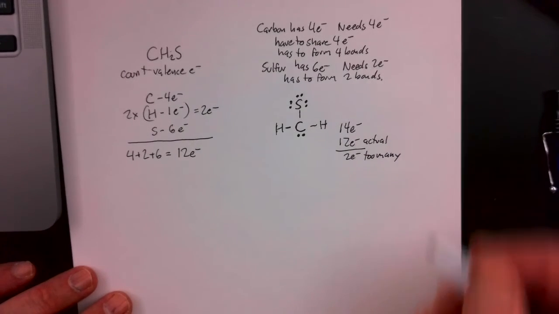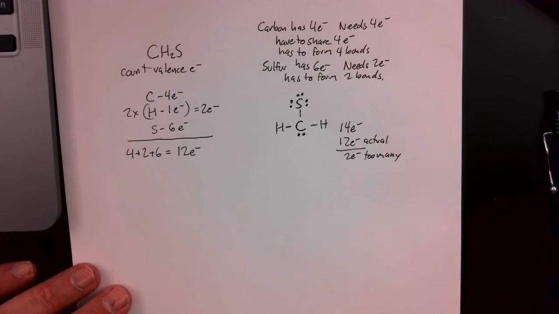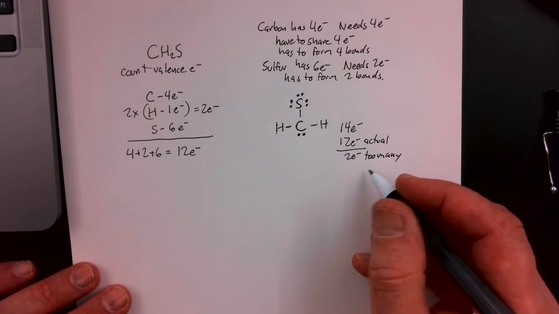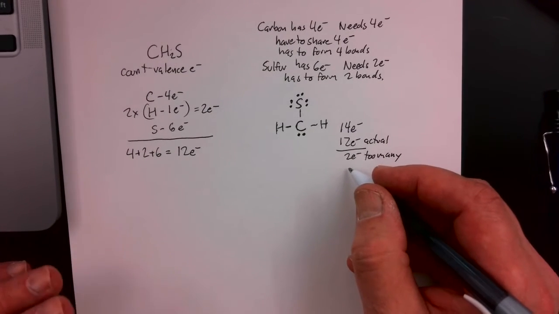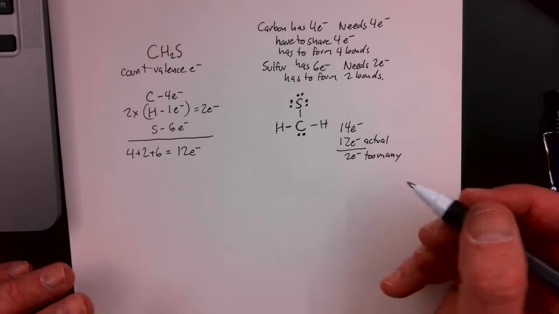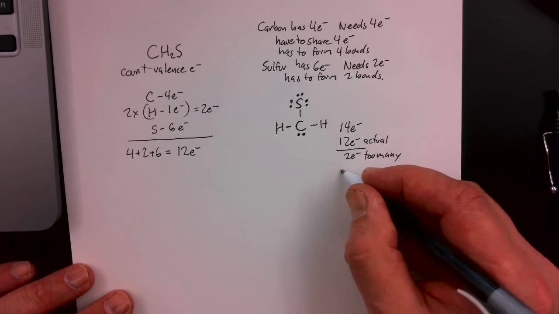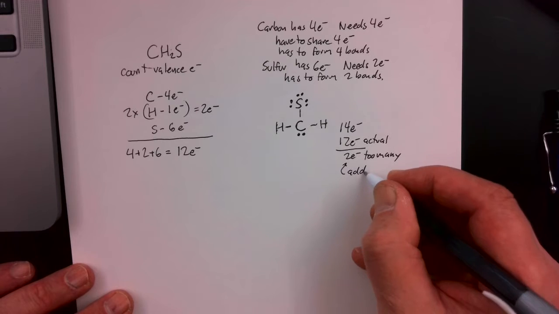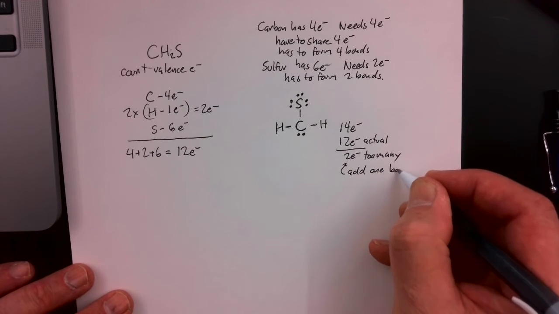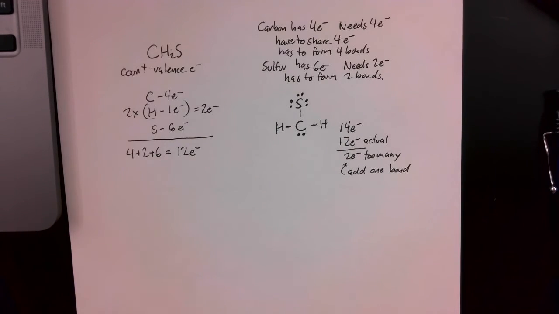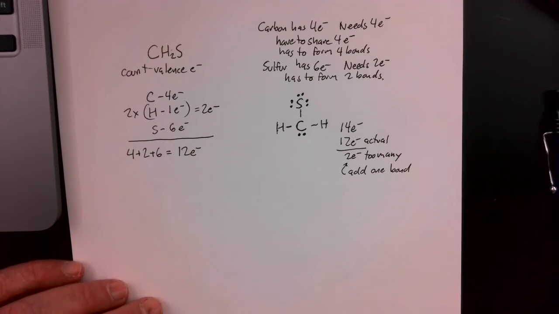Right? We've used too many electrons. Well, we know that when we have too many electrons, we're going to add a bond. In fact, for 2 electrons, we only have to add 1 bond. So, add 1 bond, right? For every 2 electrons too many, we just add an extra bond.